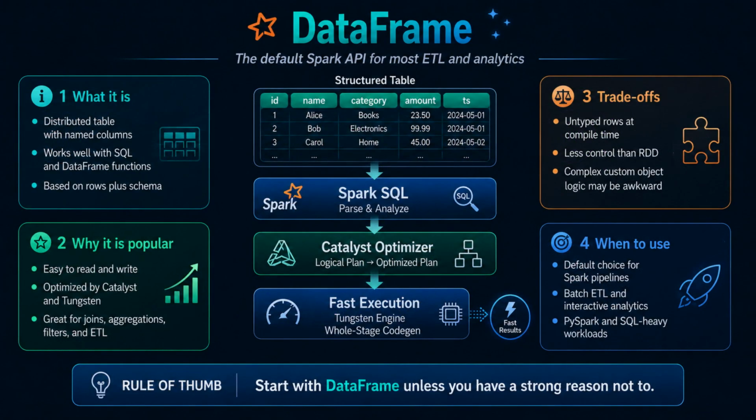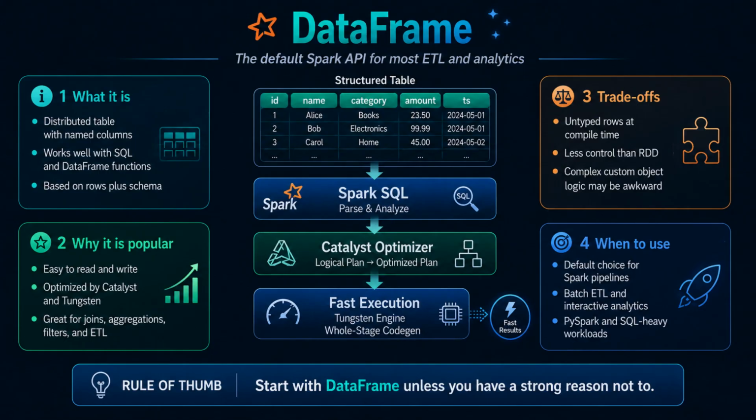Now let us talk about DataFrame. For most data engineers working with Spark, DataFrame is the default choice. A DataFrame is like a distributed table that allows you to work with structured data in a more intuitive way. It has rows, named columns, and a schema, which makes it very natural for tasks like ETL, analytics, joins, aggregations, filters, and SQL-style transformations. When you're dealing with large datasets, this structure helps keep things organized and manageable.